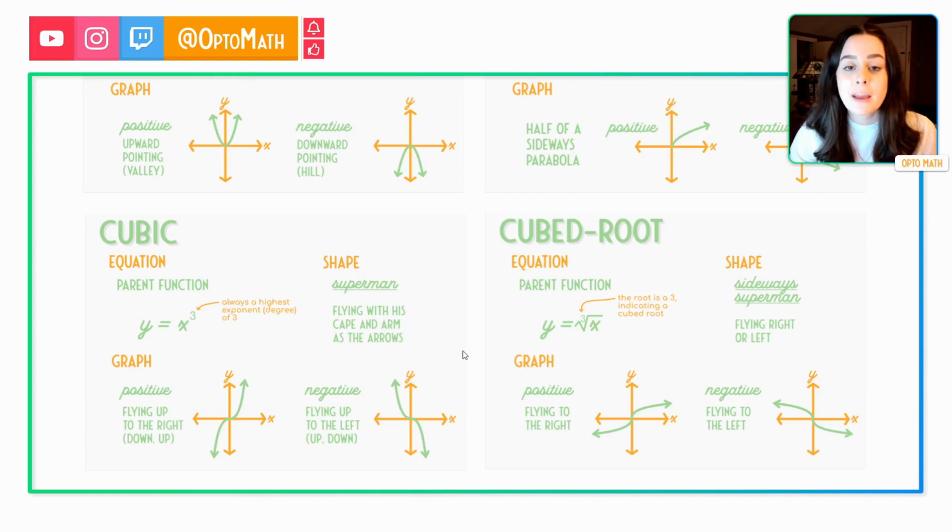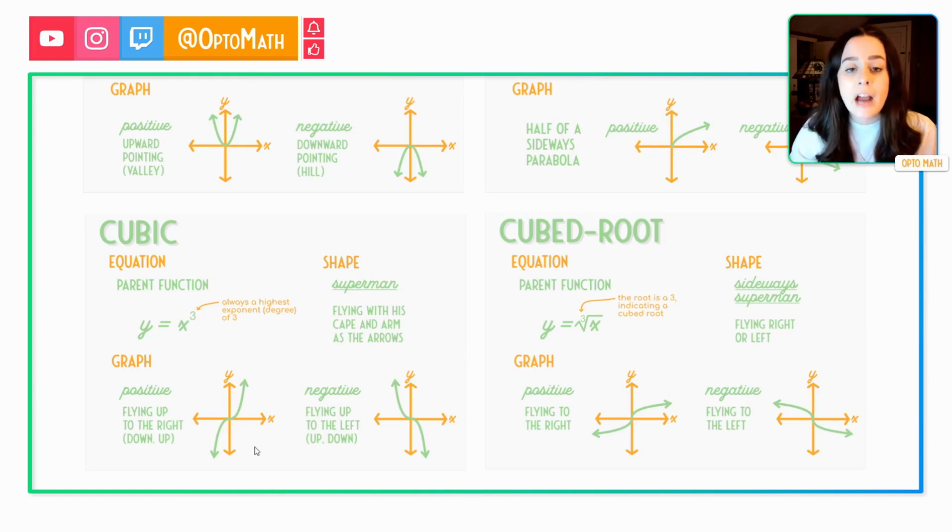Our next function family is cubic. I like to call these Superman. It looks like Superman is flying. If you really squint hard and really have an imagination, it looks like it could be Superman. The way to know what a cubic is from an equation is to look for the exponent of 3. The highest exponent is a 3.